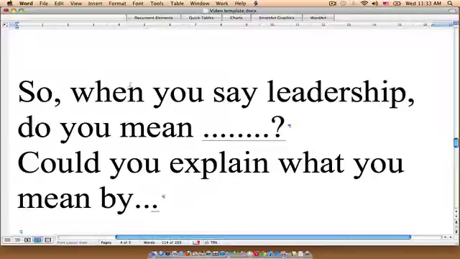So, when you say leadership, do you mean... Of course, leadership we could replace with anything. Could you explain what you mean by... Okay, so these kinds of phrases are okay to use to clarify what it is you're being asked.